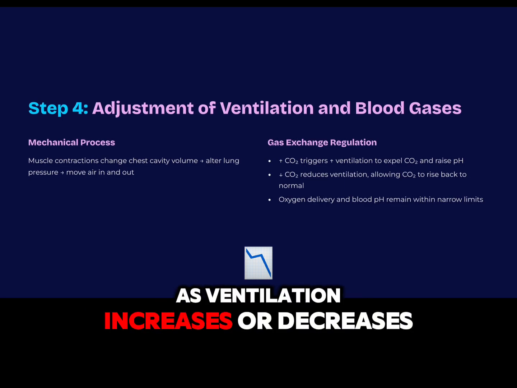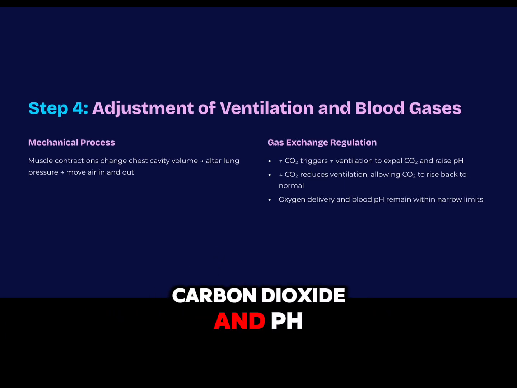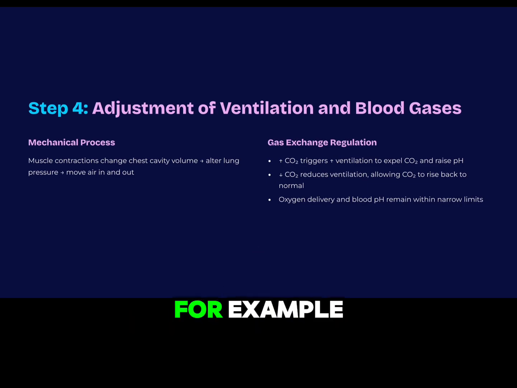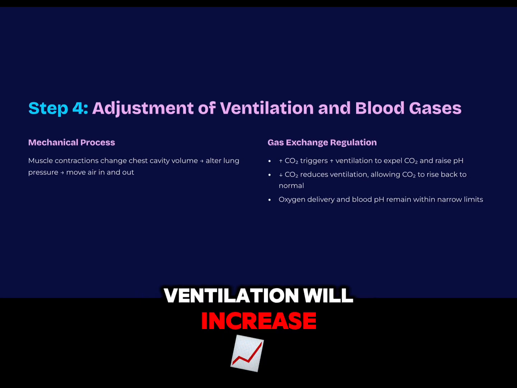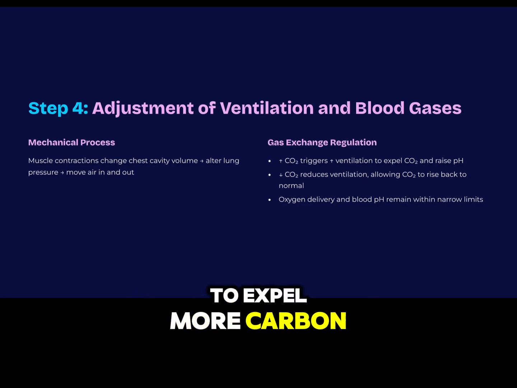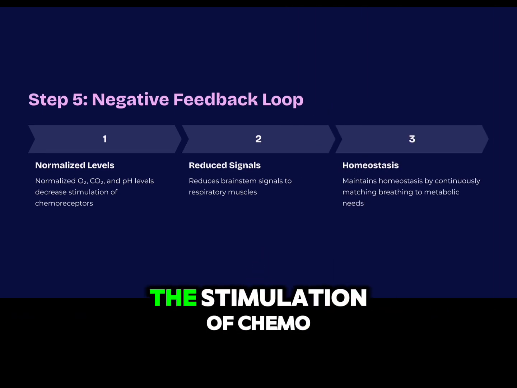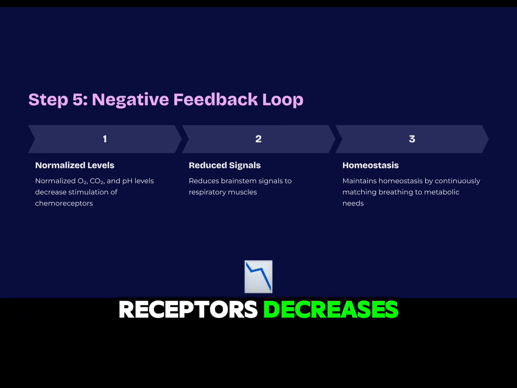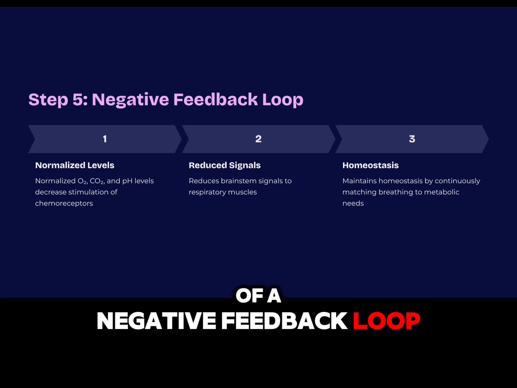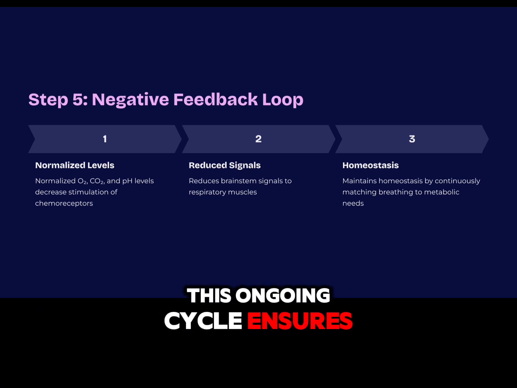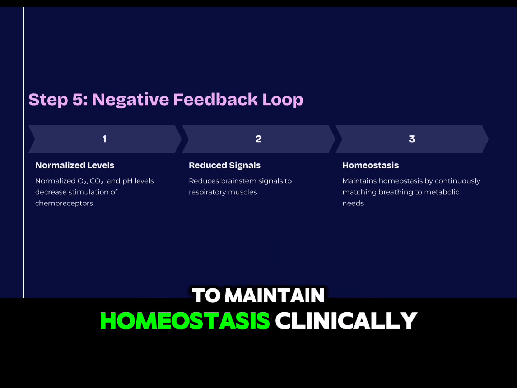As ventilation increases or decreases, the level of oxygen, carbon dioxide, and pH in the blood are adjusted. For example, if carbon dioxide levels rise, ventilation will increase to expel more carbon dioxide and restore balance. As blood gas levels normalize, the stimulation of chemoreceptors decreases, providing a classic example of a negative feedback loop. This ongoing cycle ensures that respiration adapts moment by moment to maintain homeostasis.